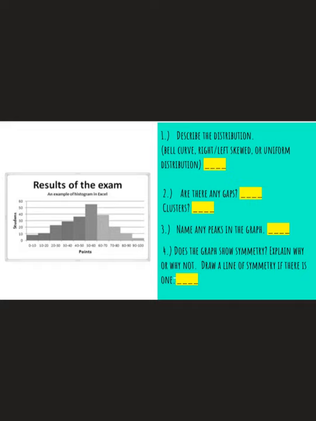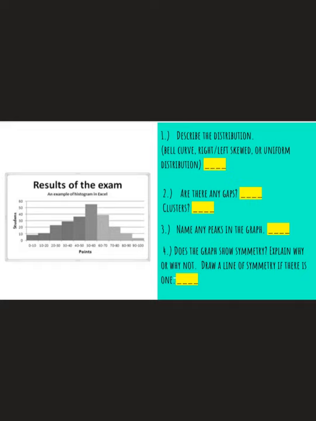Okay, so let's take some data results and practice describing the distribution and figuring out if there's gaps and clusters and lines of symmetry. So taking a look at this, we have a histogram, right? We learned all about those last week. So number 1 said, describe the distribution. When we ask you that, we're looking for you to either say it's a bell curve, it's right or left skewed, or if it's uniform distribution.